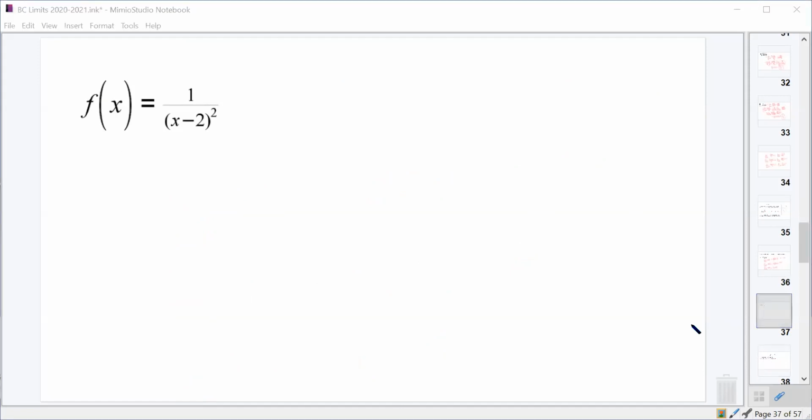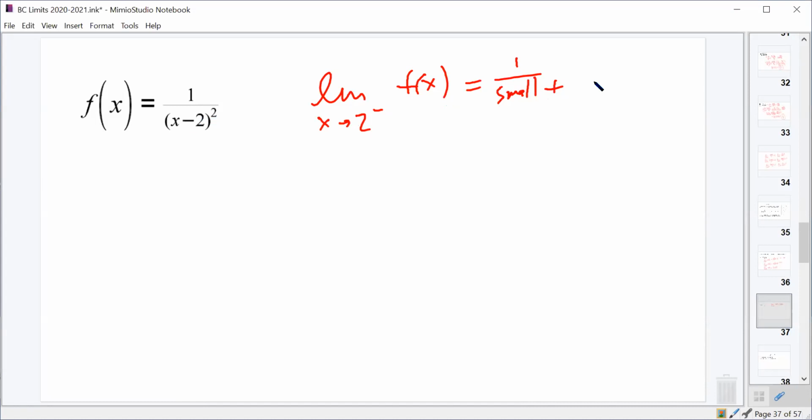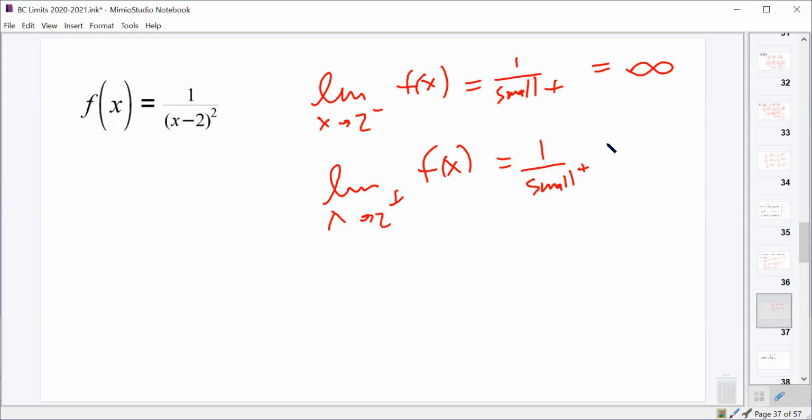All right, what about this one? What's the limit as x approaches 2 from the left of f of x? If we plug in something very, very close to 2 to the left, 1.999, subtract 2, it's a very small positive. I'm sorry, a very small negative. And then when we square it, we end up with a very small positive. And that ends up giving us positive infinity. And as we come from the right-hand side, 2.0000001, if we subtract 2, we have a very small positive. And when we square that, it's still a very small positive. So this time from both sides, we get infinity. And so we can state that the two-sided limit is also infinity.